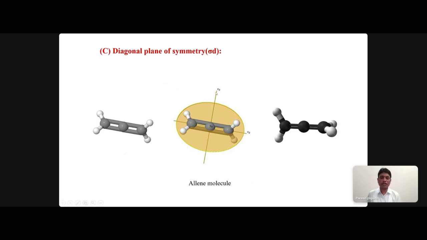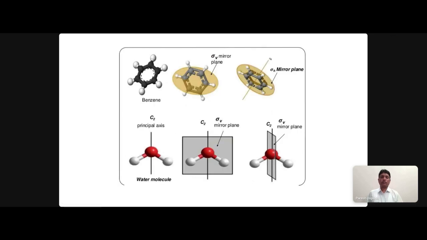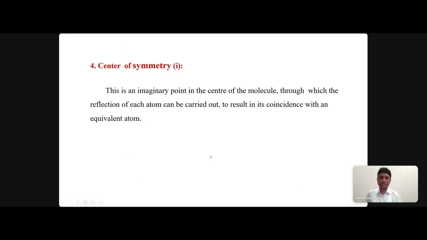In case of the allene molecule, this one is the C2, and this one is the main principal axis C2. So we have to imagine a plane that can bisect the molecule in such a way that one part is the mirror image of the other part of the molecule. The benzene molecule consists of a sigma h plane of symmetry. Then the water molecule consists of two vertical planes that we already discussed.